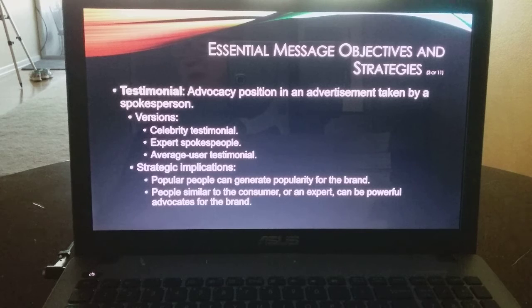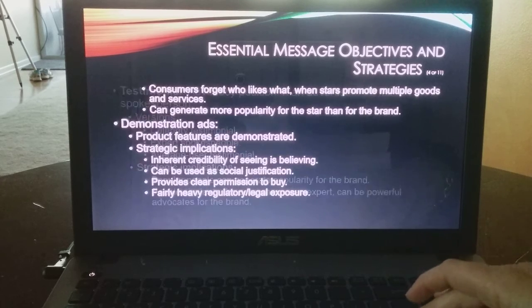Okay, another option, another tactic, I'm sorry, is this idea of testimonials: celebrities, expert spokespeople, average Joes, that kind of thing. The idea of having an opinion leader can generate popularity, or if it's an average user testimonial, you can relate to that person.